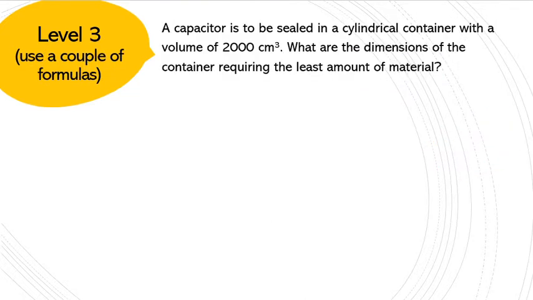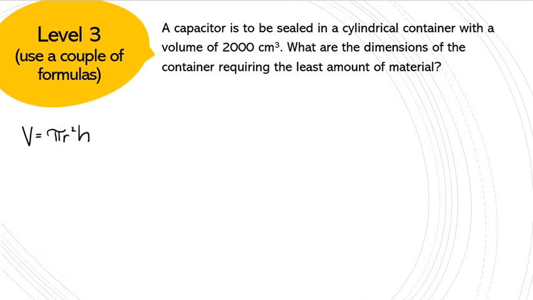Level 3, you're going to need a couple of formulas because you're going to have one formula that solves and another formula you're going to use to isolate an additional variable so that you can go into solving that main formula with only one variable. So let's look at this one. We have a capacitor and it's going into a cylindrical container with a certain volume. So I know the volume, let's really quickly write down a couple of formulas. The volume of a cylinder is pi r squared h. So my problem here is I have r and h.